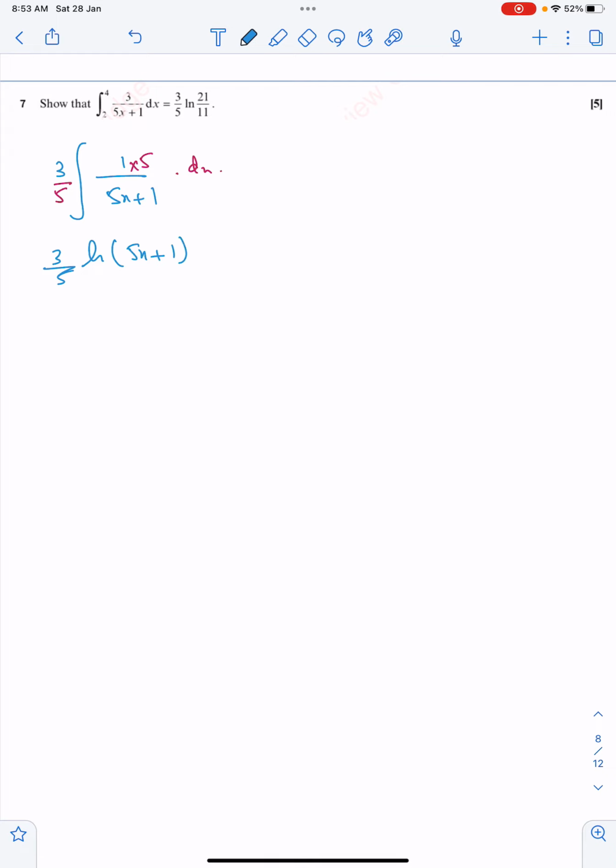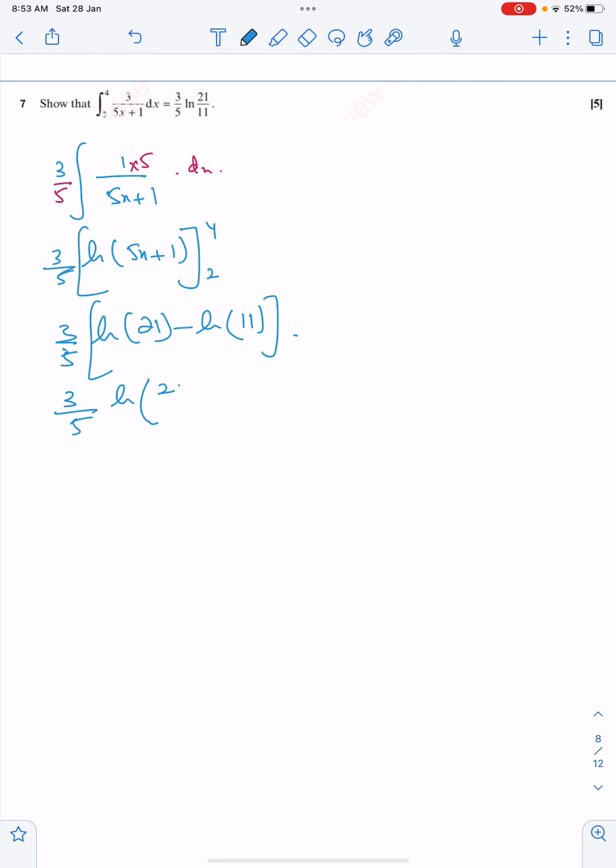Now you have to apply the boundaries. I'm taking out 3 upon 5 as constant, and applying the boundaries of 4 and 2. 3 upon 5 [ln of 5 into 4 is 20 plus 1 is 21, minus ln of 5 into 2 is 10 plus 1 is 11]. It's 3 upon 5 ln 21 upon 11. This is the final answer, and this is what we had to prove.